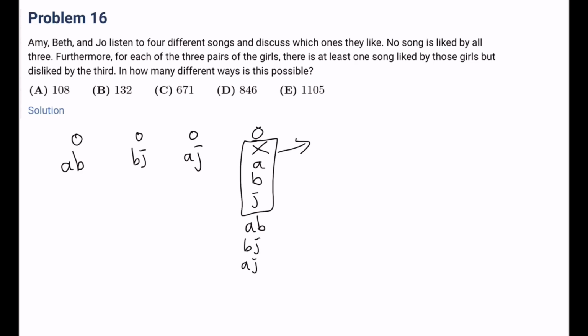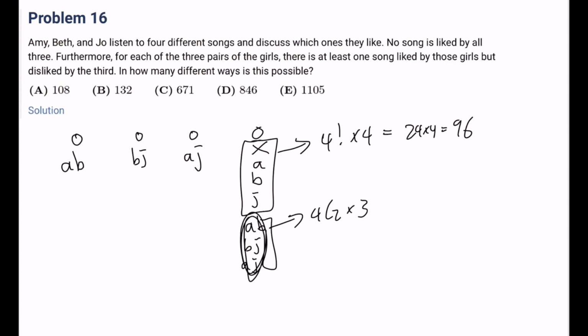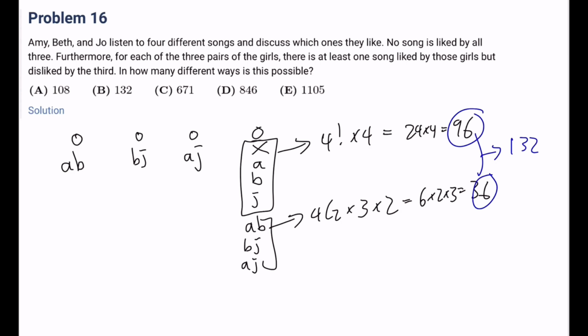And so in this case, it's just ordering 4, that's going to be 4 factorial, and then multiply it by 4. And so this is going to be 24 times 4, which is 96. And here we have 2 that are the same. So this is going to give us 4 choose 2, choosing which 2 are the same, and then multiply that by 3, because we need to know which one is going to be that, and then multiply that by 2. So this is going to give us 6 times 2 times 3, which is 36. And now we want to add all of those together. That's going to give us 132, right? So the answer is 132.